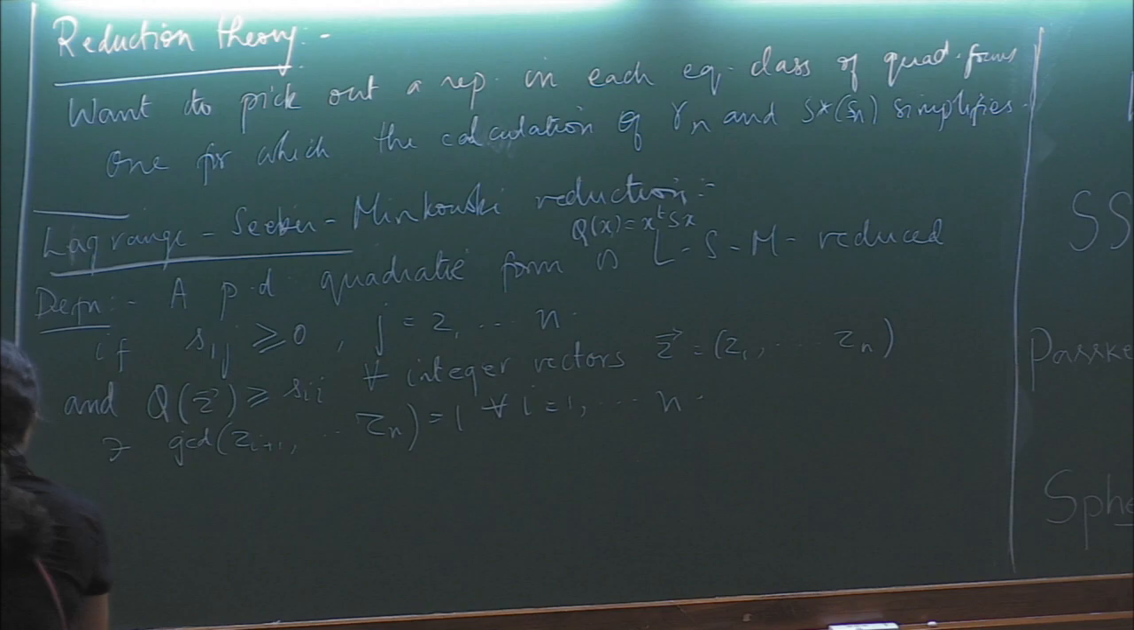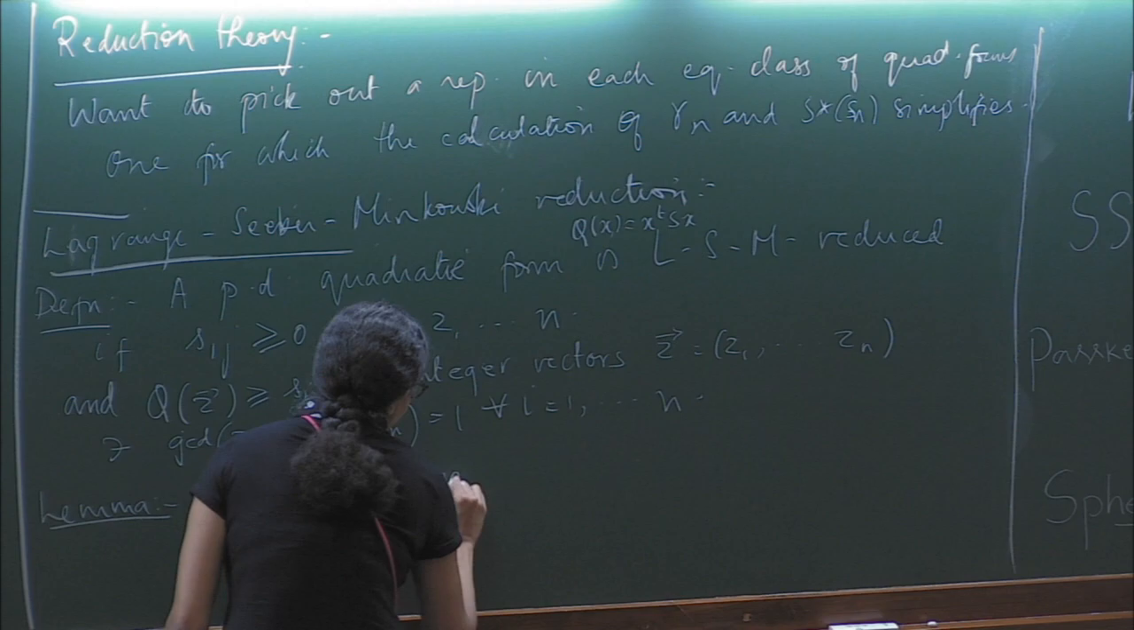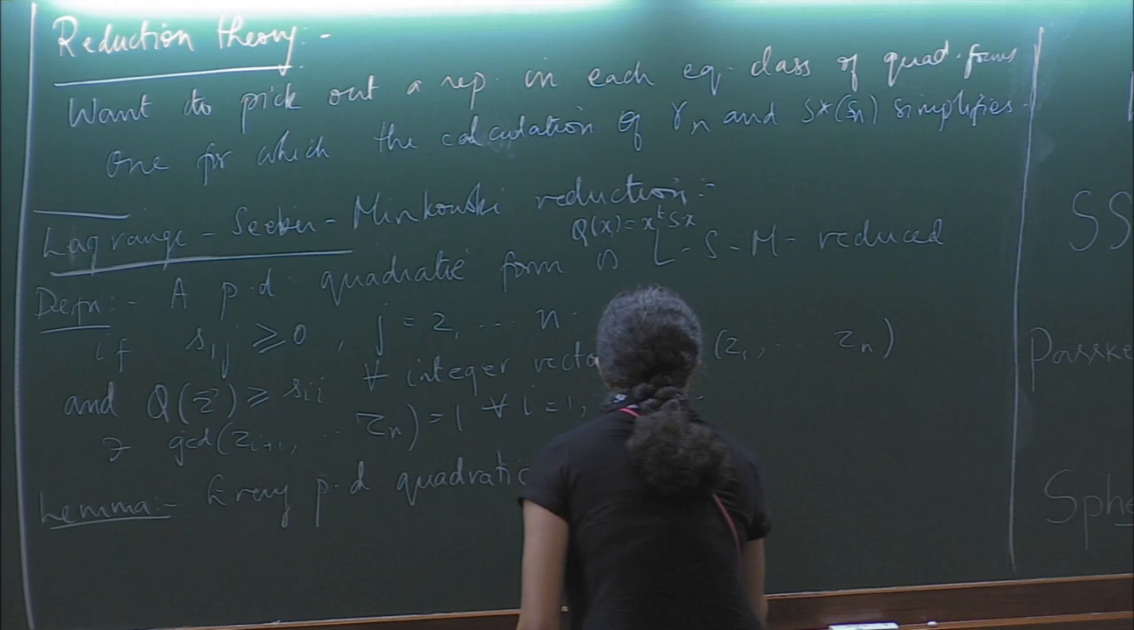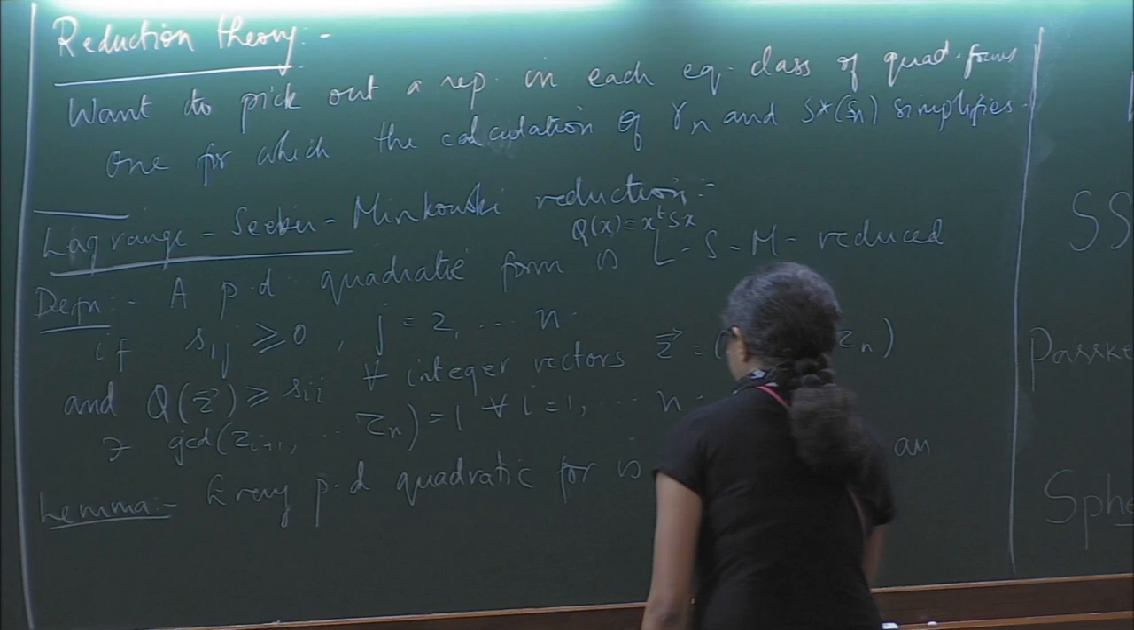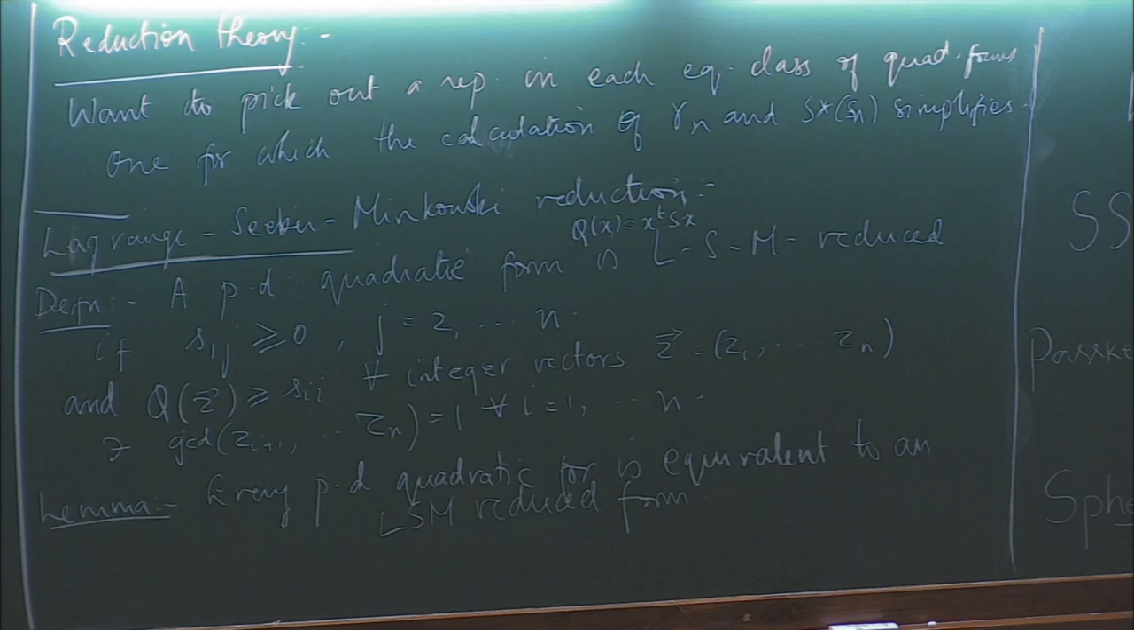So a lemma: every positive definite quadratic form is equivalent to an LSM reduced form. The matrix S is Sij.